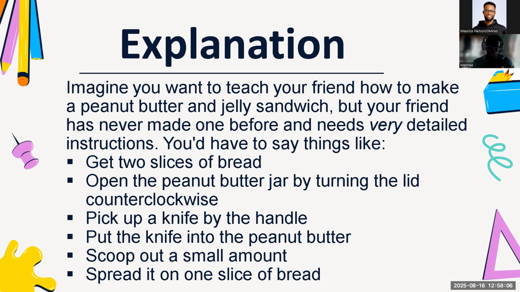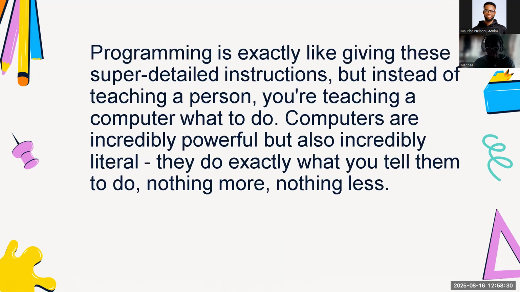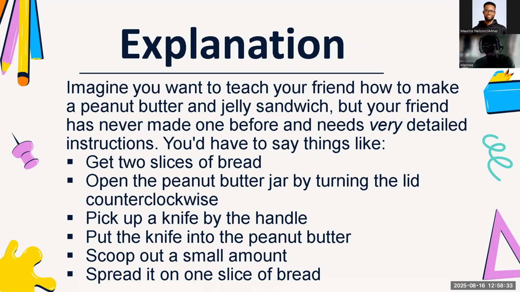First, you tell your friend, get 2 slices of bread, then open your peanut butter jar by turning the lid counterclockwise to the left. Pick up a knife by the handle. Put the knife inside the peanut butter and scoop it out. Apply a little amount of the peanut butter you have gotten on your knife and spread it on the bread. Now, this is a simple instruction of how to make a peanut butter and jelly sandwich.